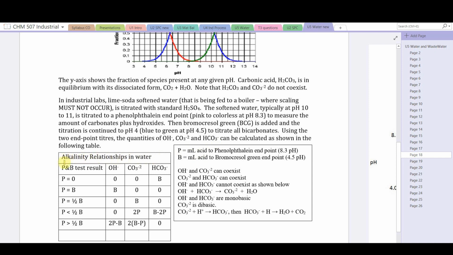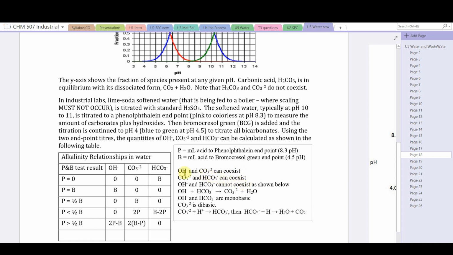And I present this table because it's in literature sources, but I think it's a waste of time trying to memorize it. Let's just understand what's going on. So we use the symbol P, meaning phenolphthalein endpoint at pH 8.3, where all the hydroxides will be neutralized and all the carbonates converted to bicarbonate. And then we use the symbol B for bromocresol green at pH 4.5 to 4, where all the bicarbonate is titrated to carbonic acid. Some important things you need to keep in mind.